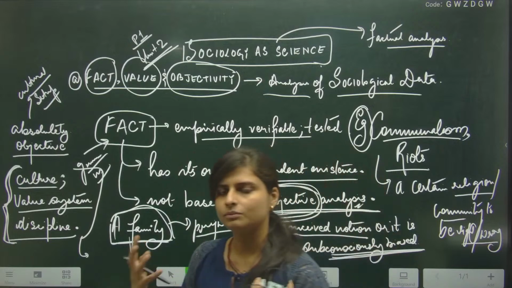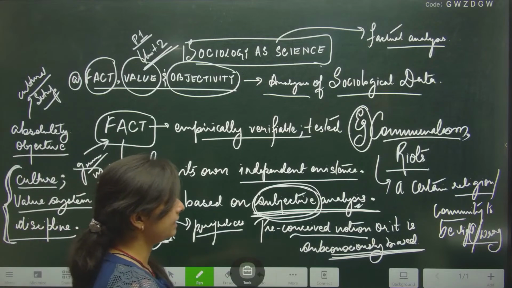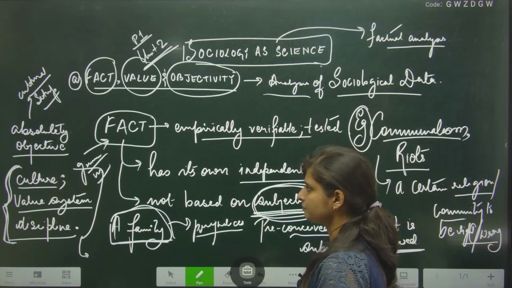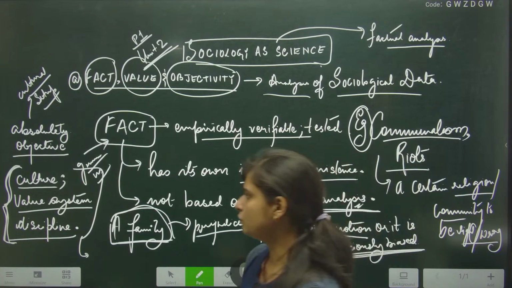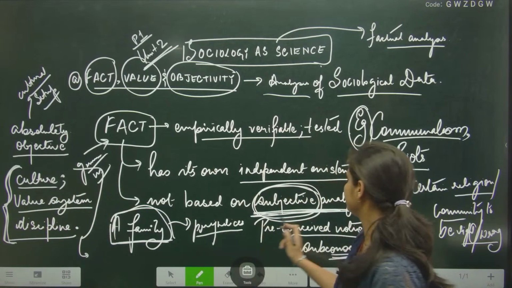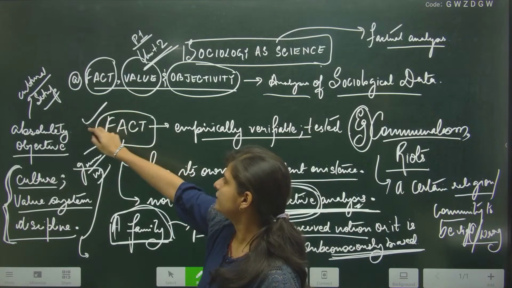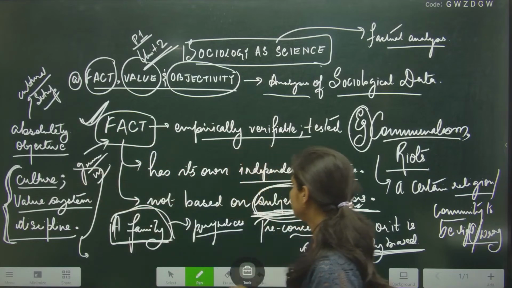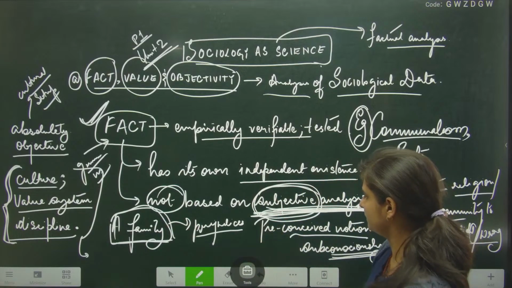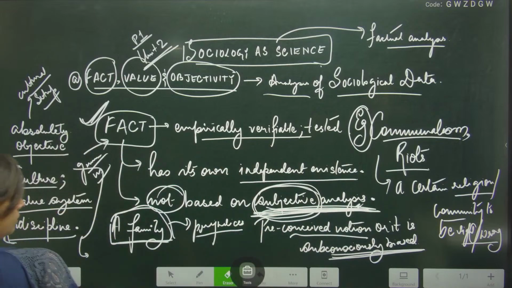So a certain amount of subjectivity is very important to do analysis, because different societies have different ways of thinking, different ways of performing things. To understand that, we need to have certain subjectivity as well. So it is required, though when we talk about facts, it should not be based on subjective analysis. Okay?